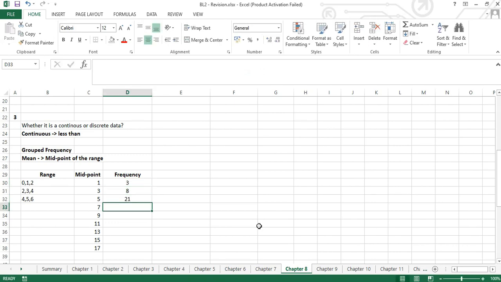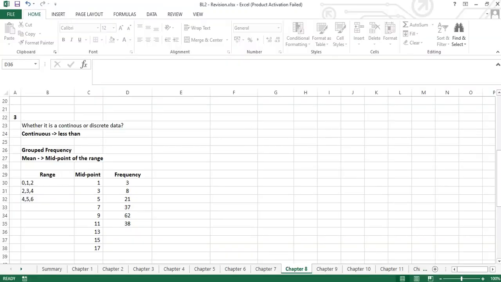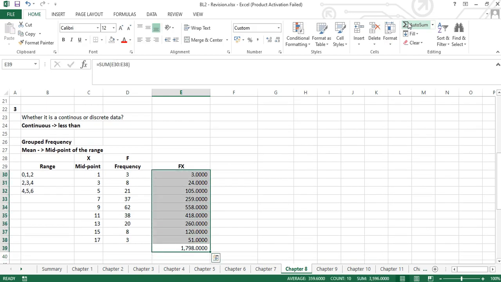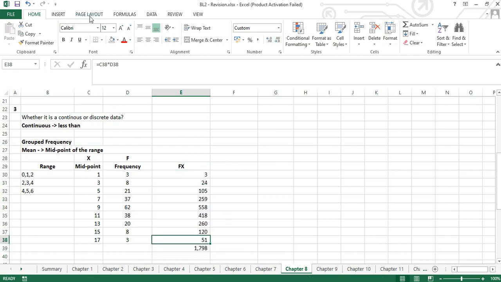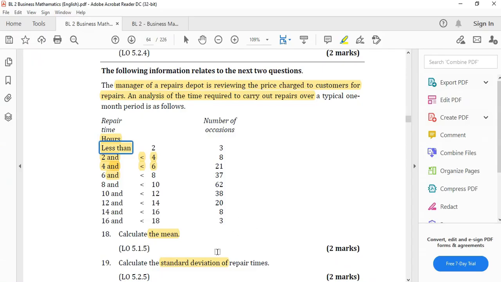3, 8, 21, 37, 62, 38, 28 and 3. Now multiply the frequency by the midpoint to get fx. So x is the midpoint, frequency is f. So fx is the total to consider for the mean. What is the total of these? 1,798. This total divided by the total of the frequency will give us the mean. So mean equals sigma fx, which is 1798, divided by sigma f, 8.99 hours is the mean.